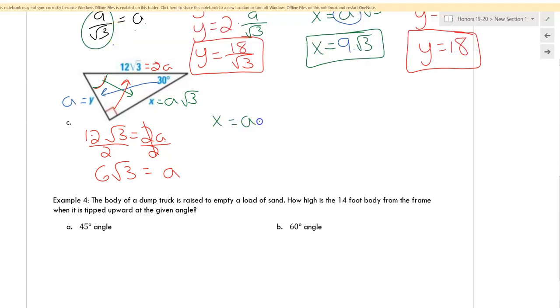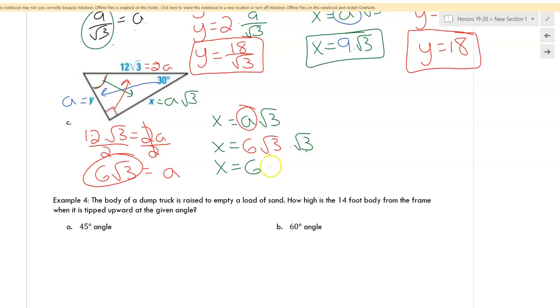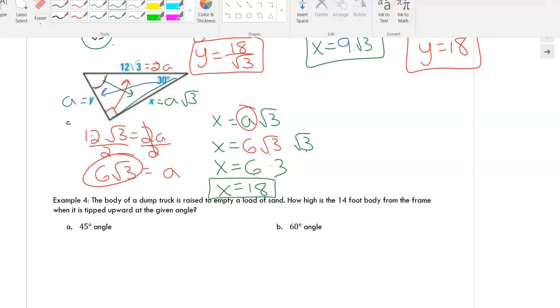x equals a root 3. And again, this a is the same as this a. So we get x equals, and then we plug that in, 6 root 3. And then I still have this root 3. Again, root 3 times root 3 is 3, okay, because it's like root 3 squared. And then 6 times 3 is 18. So this side here is 18.